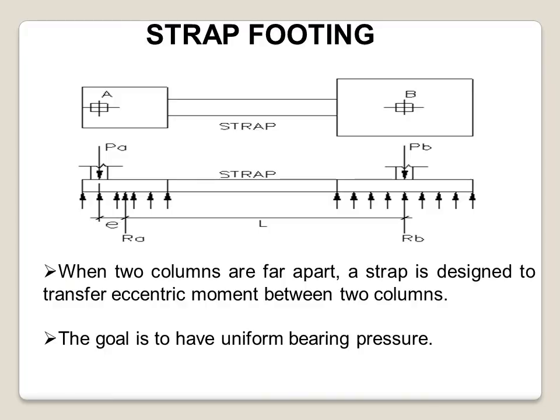Next is strap footing. In strap footing, the independent footings of 2 columns are connected by a beam. That beam is known as a strap beam, and it is used when the distance between the columns is so great that a combined footing becomes quite narrow, because the distance between the 2 footings is very large and they can be connected by a beam. The goal is to have a uniform bearing pressure when it is connected using a strap beam, as shown in the figure.